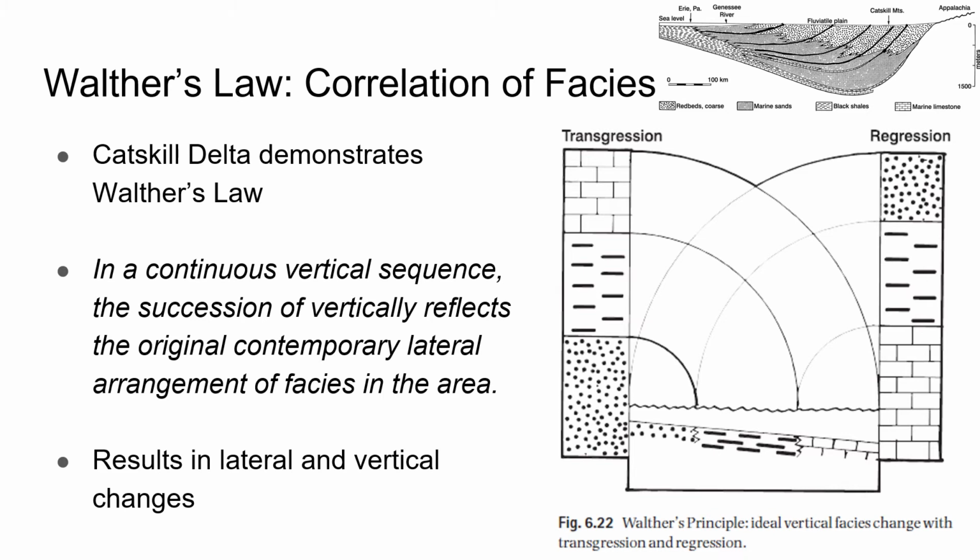But if we were to draw in timelines and have repeating sequences, in this case, the sand of the regression is going to be from time 1, which is displayed. The shale would be from a second time 2, and then the carbonates from a time 3. The regression would be the opposite. The carbonates would be from time 1, the shale from 2, and the sand from 3. So we have difference in lateral and vertical changes due to Walther's law.